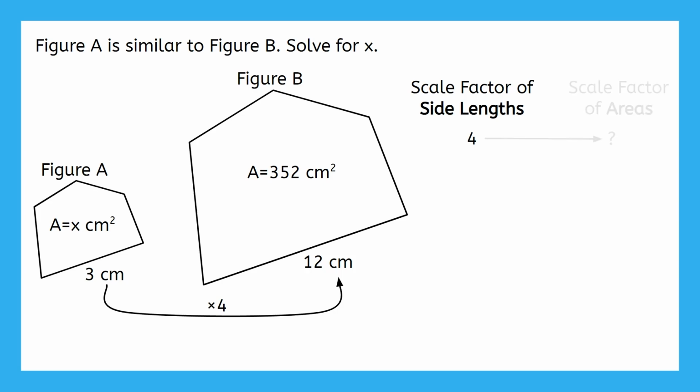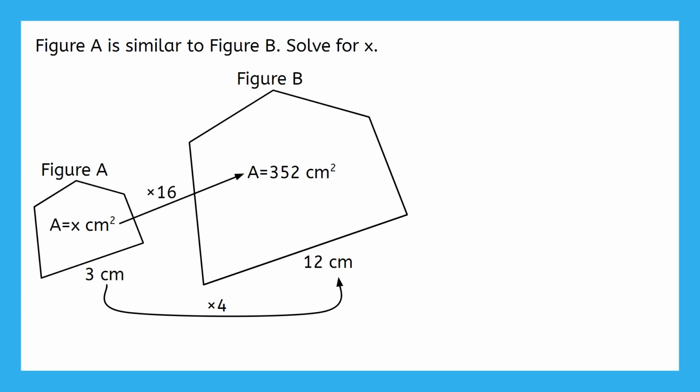We can use this to find the scale factor of the areas. Take a look at those notes you took in our area of similar figures rule. If the scale factor of the side lengths is 4, then what is the scale factor of the areas? We have to square the scale factor of the side lengths. So 4 squared gives us 16 for the scale factor of the areas. It might be helpful to add this into our picture to help visualize it.